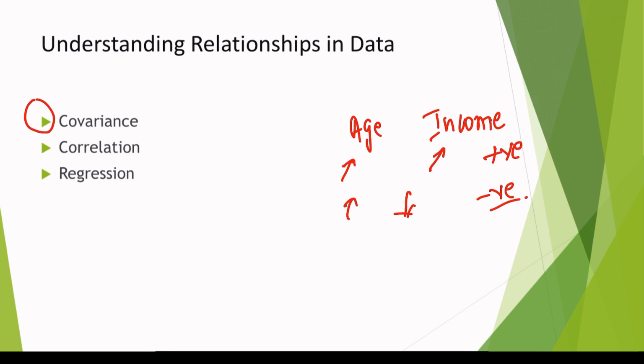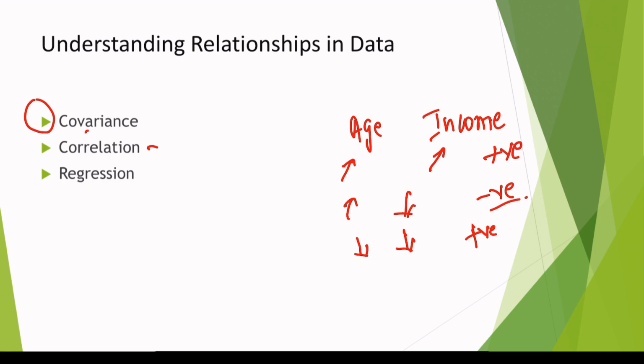The other situation would be if age decreases, income also decreases. So, the direction is the same. The movement is in the same direction. So, this is a positive relationship. So, how the two variables are moving in relationship with each other is given by covariance.